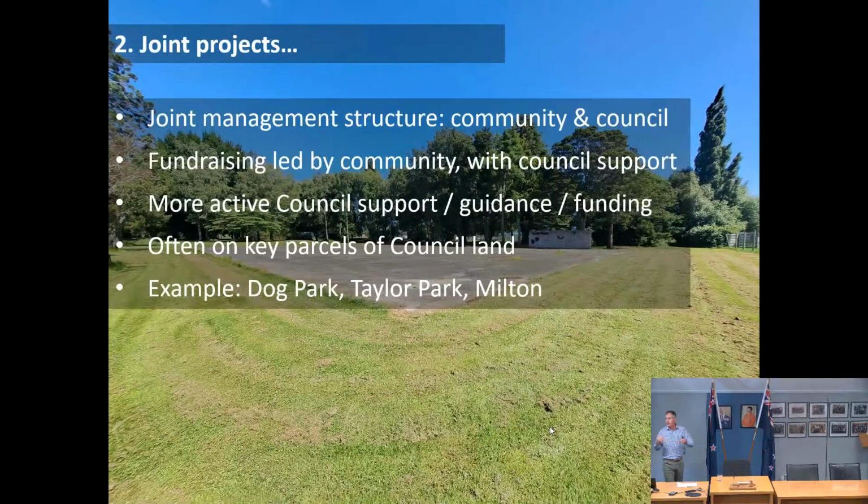So in this type of project, it's more of a joint management structure where community leaders and council work together. Fundraising is again led by the community, and again, we can help them with that. But we play a more active role, I guess, in terms of guiding that project along.